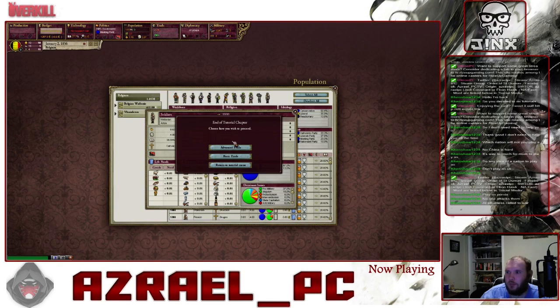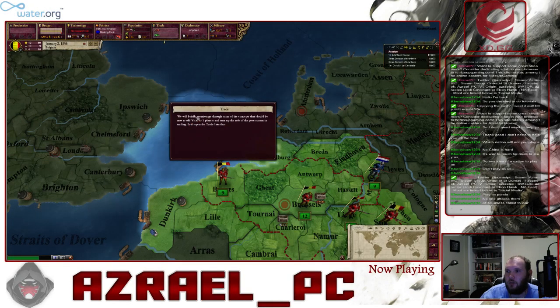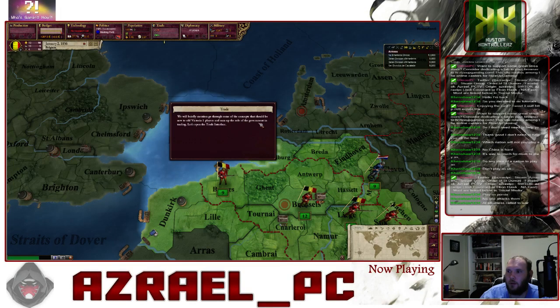Oh, I'll bet. Advanced trade. We will briefly go through some of the concepts that should be new to old Victoria 1 players and sum up the role of the government in trading.